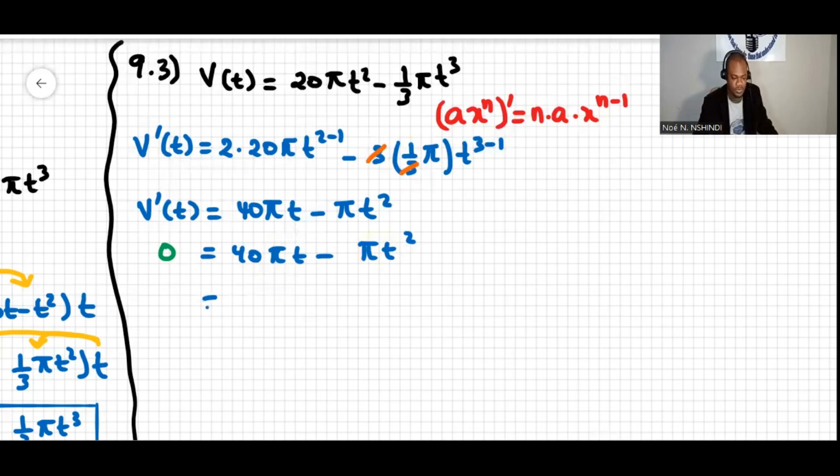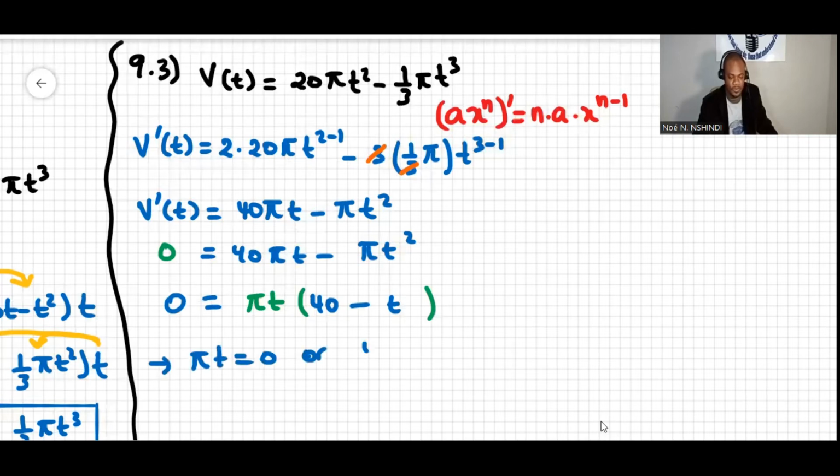This will be equal to, I'm going to take pi t as a common factor, and then in the brackets here, I'm left with 40 minus t, equal to 0. So if this is equal to 0, this implies that pi t is equal to 0, or 40 minus t equal to 0. If pi t equals 0, that implies t equals 0, because pi is a constant, it cannot be 0.